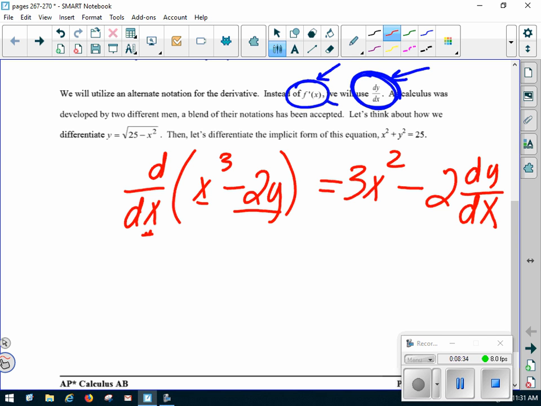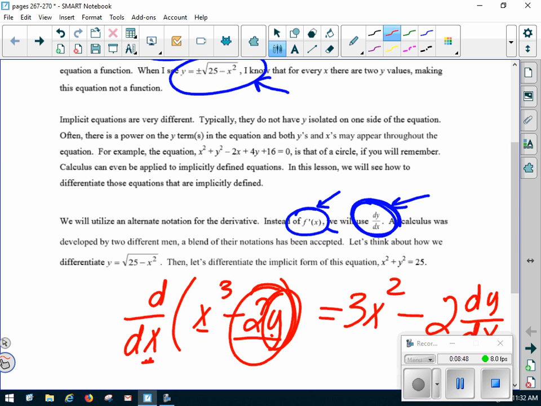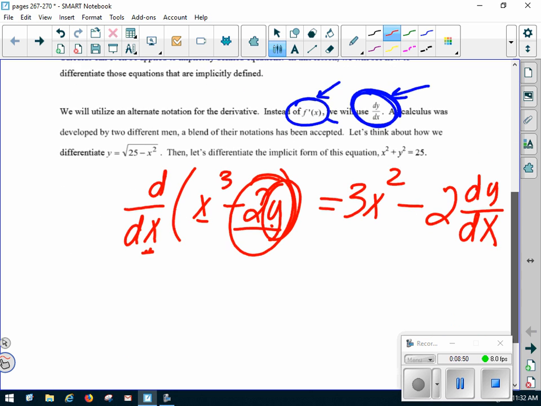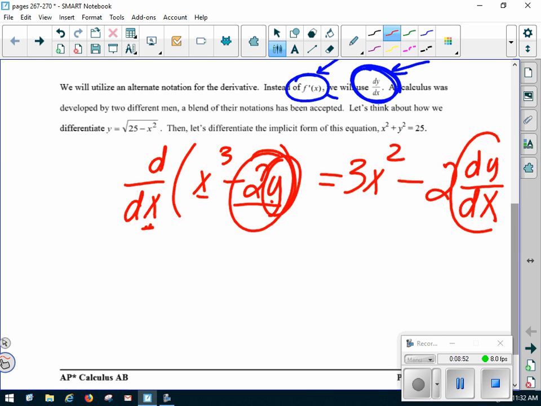I do the derivative like I normally would, so the derivative of that would be 2. But because this variable is not the variable that I'm taking the derivative with respect to, I have to take the derivative of y with respect to x. So that's what this is.